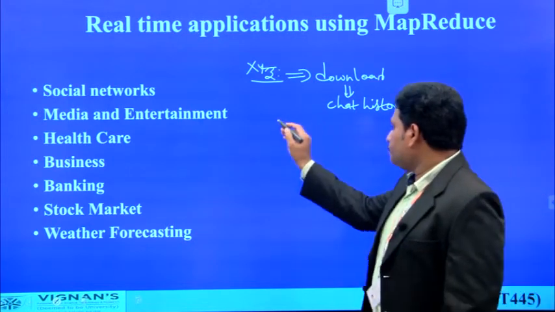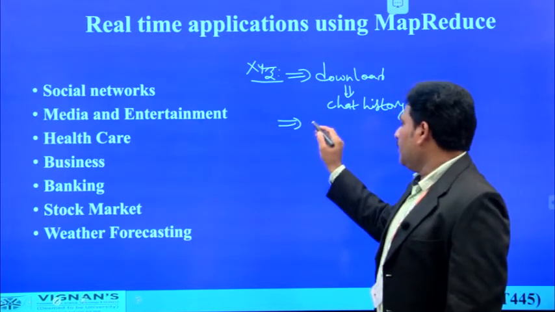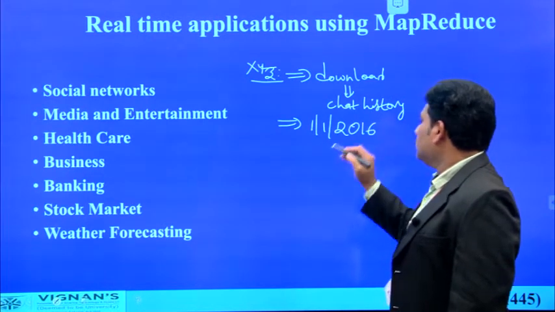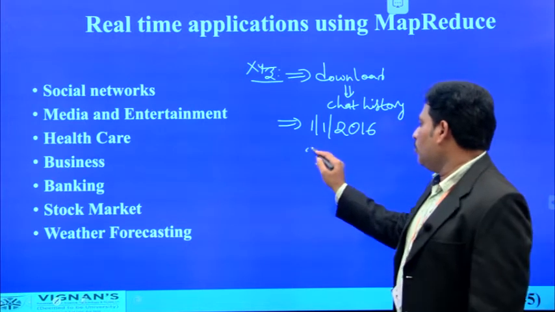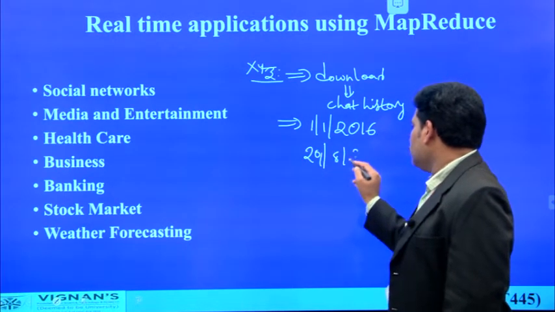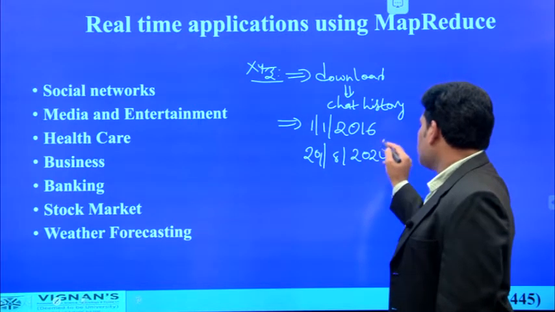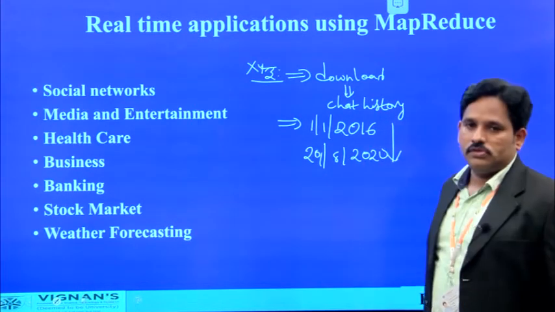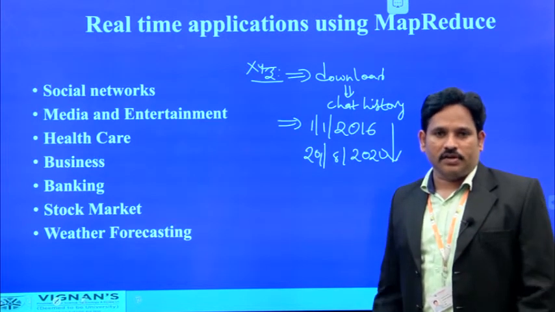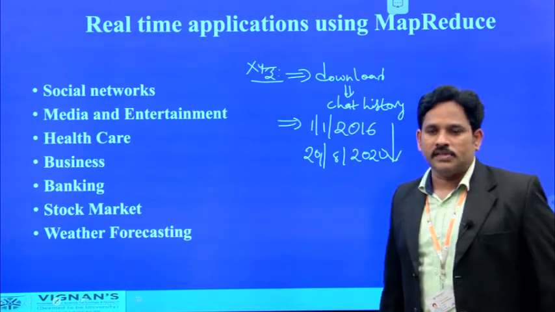Now, look at here. Let us assume he created an account on 1/1/2016. Now, he is trying to download it on 29/8/2020. So, approximately 4 years of information is stored. Now, he wants to see the complete 4 years of chat history. He wants to download it in a single file.